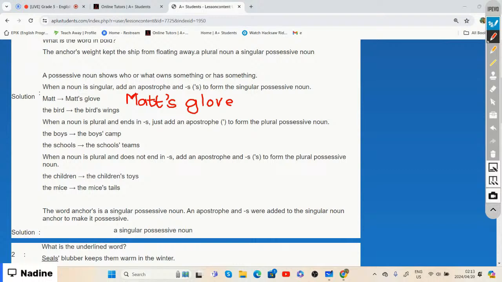So once again, when a noun is plural and the noun ends with an S, then all we do is add an apostrophe to form the plural possessive noun. We made an example of the boys, right? Boys already ends with an S. So if we want to say the boys' camps, the boys' shoes, the boys' ball, then we add the apostrophe at the end of that word to show the possession, or to show the possessive noun.